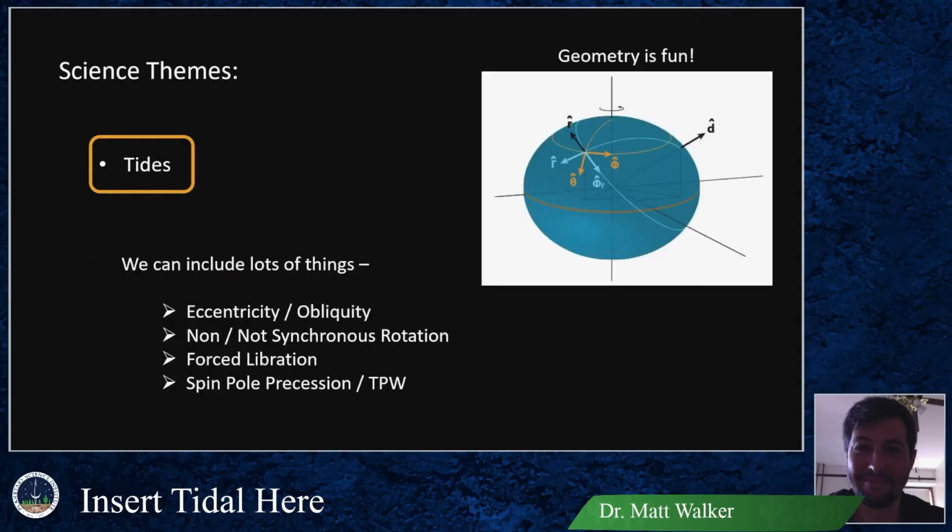Next. So what is the tide? The tide is just a bunch of geometry. So I do a bunch of geometry and I include all sorts of things in my tide. So a standard tide is mostly an eccentricity tide, but I'm looking at obliquity tides too. I do lots of non-synchronous rotations. Forced libration is a new one I've been looking at, which does some interesting things. I'm starting to get into spin pole precession and true polar wander as well.